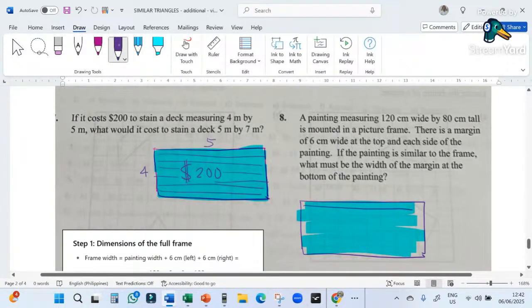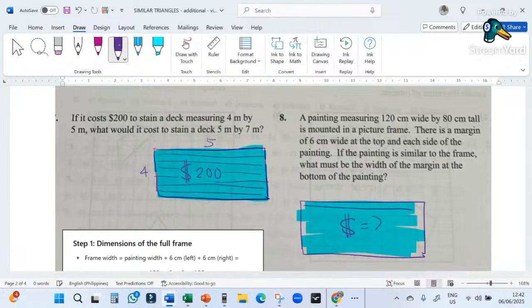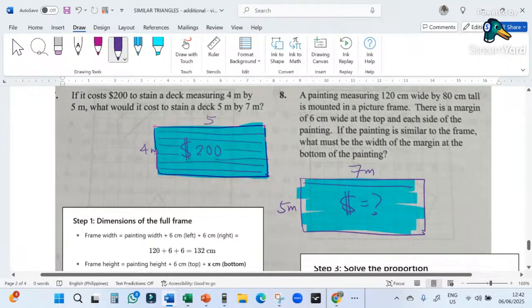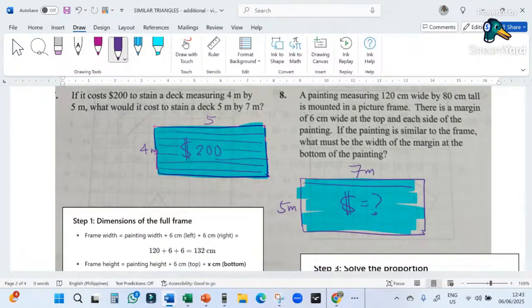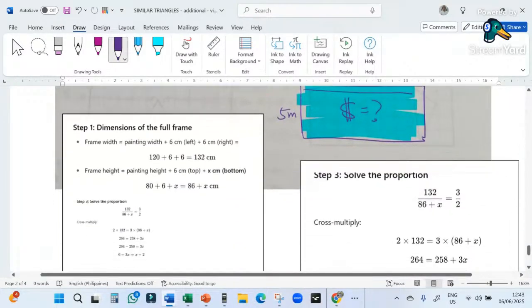So the cost is unknown. This is 5 by 7 meters. How much will it cost? Right. We are talking about area here. 5 times 4, that is 20. 20 square meters is 200. And 35 square meters is how much?